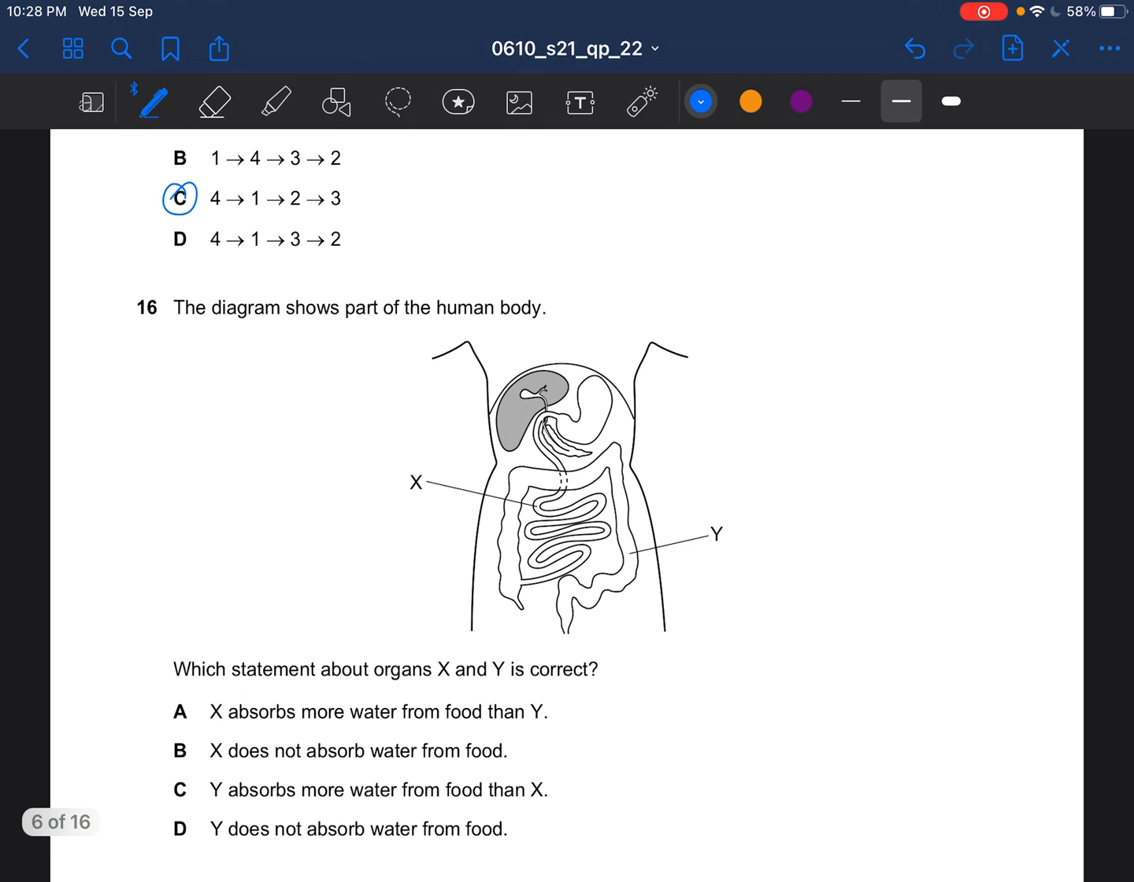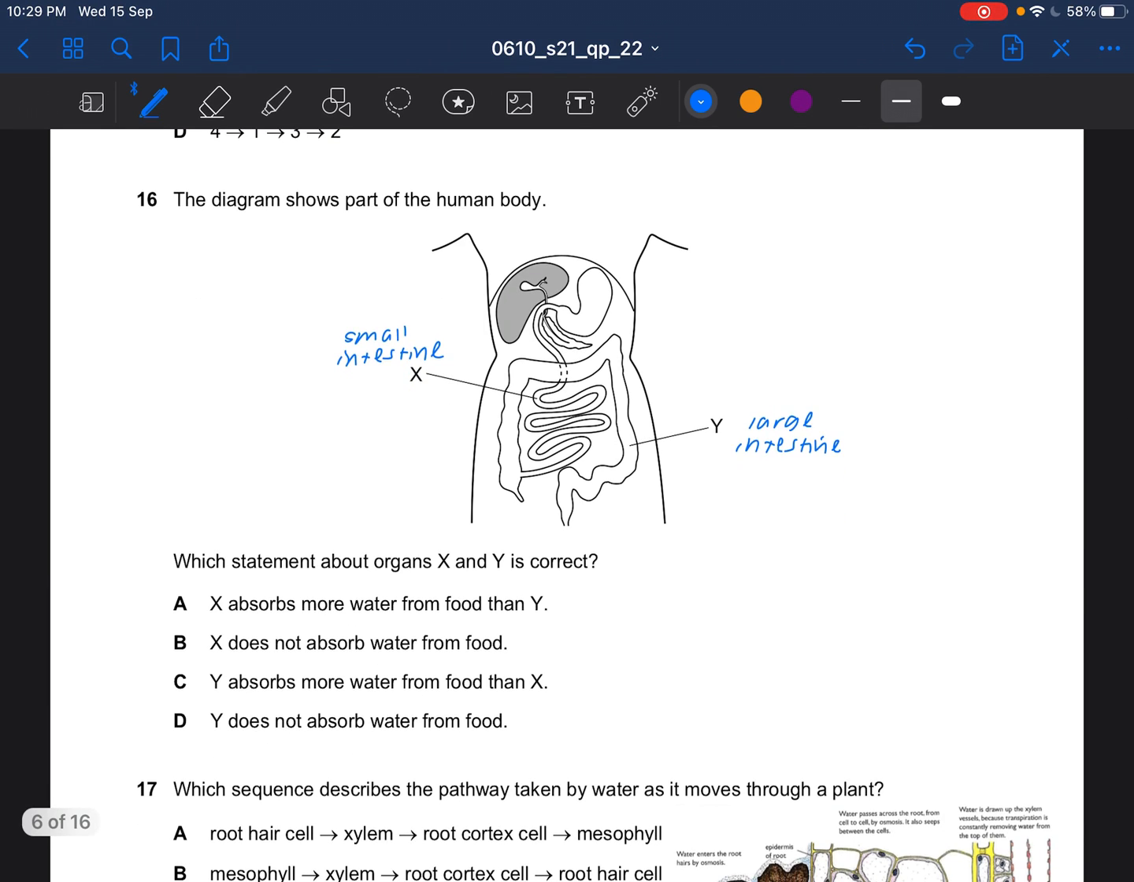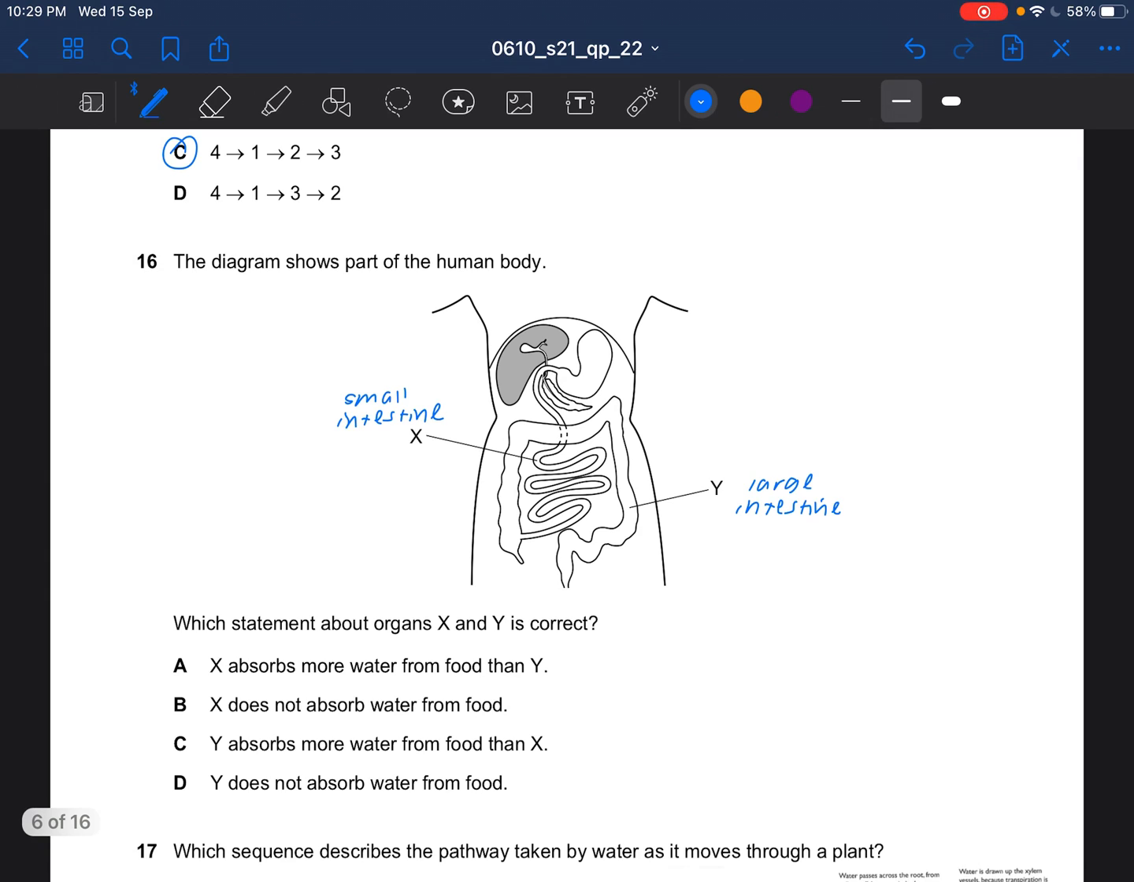Next question, the diagram shows some parts of the human body. Which statement about organs X and Y is correct? Y is the large intestine, while X is the small intestine. The small intestine and the large intestine both absorb water, but the small intestine absorbs more water than the large intestine. Most absorption of water happens in the small intestine. So it should be A, X absorbs more water from food than Y.